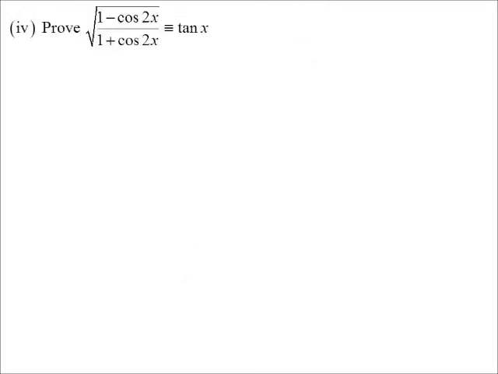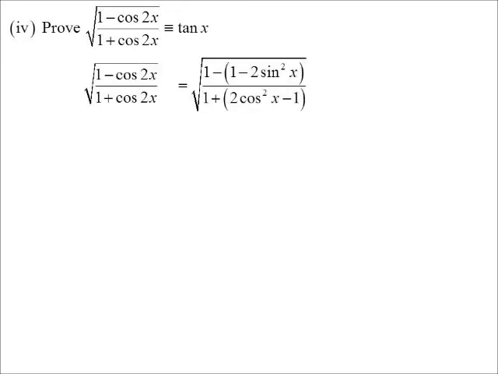Or let's prove a trig identity. The square root of 1 minus cos 2x over 1 plus cos 2x is the same as tan x. I'm going to start with the left-hand side. I think that would be the most logical place to start. But of course, with cos 2x, I've got 3 choices of what I substitute in.